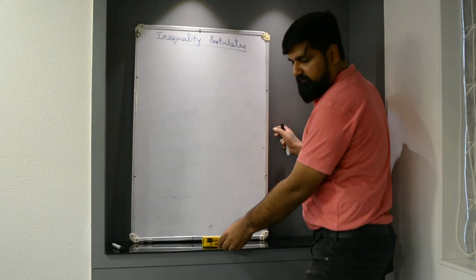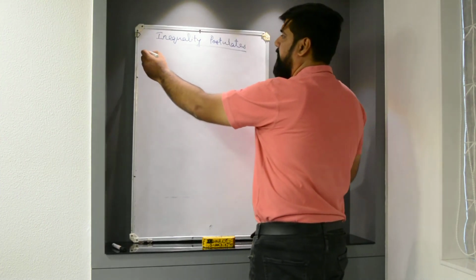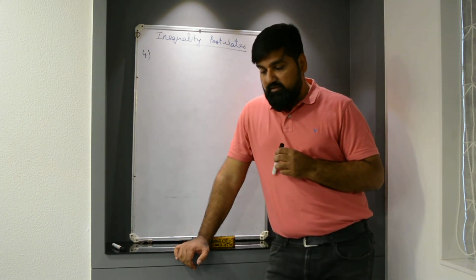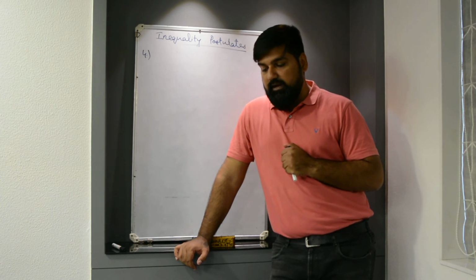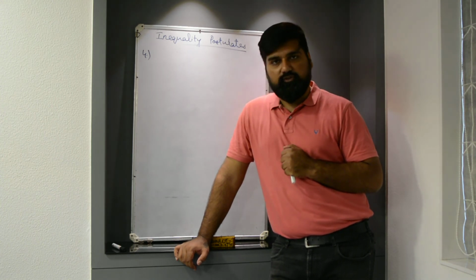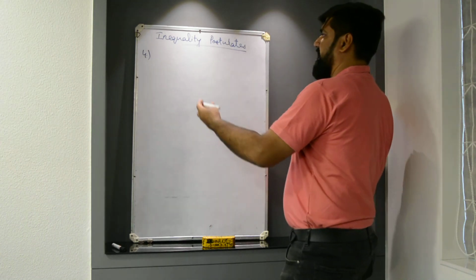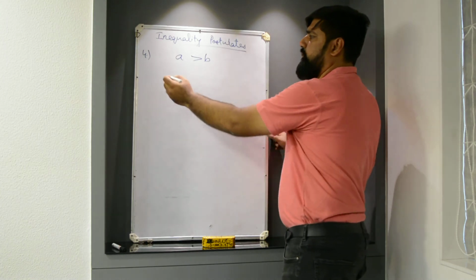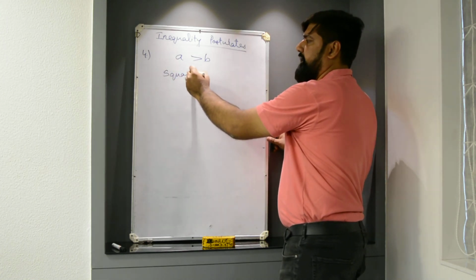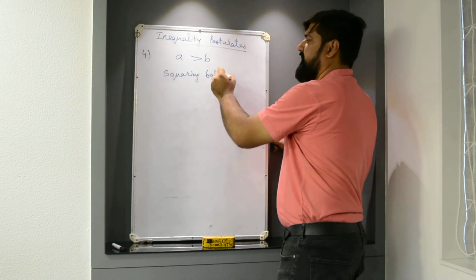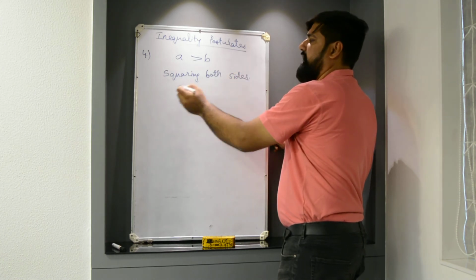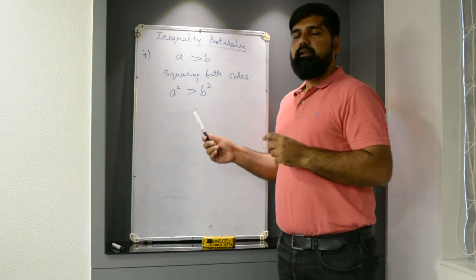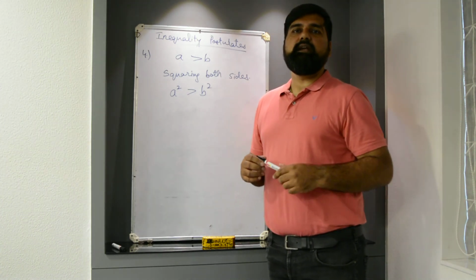The next postulate that we have is the fourth postulate. What does it say? Squaring both the sides of an inequality produces an equivalent inequality if both sides are positive. That means if A is greater than B, and I square both the sides, then A square will be greater than B square. This will happen when A and B are both positive integers.